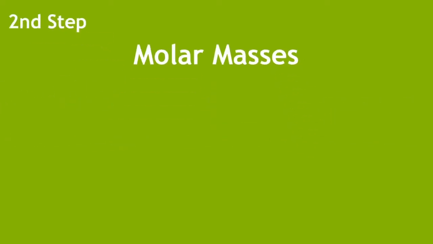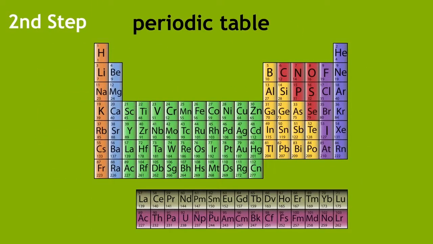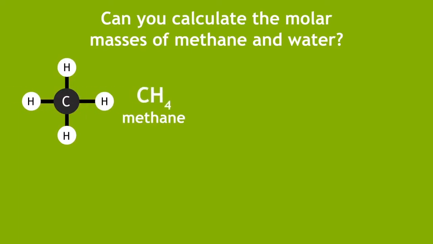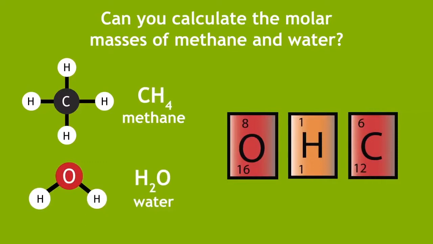The second step is for you to calculate the molar masses of methane and water. This is done by using the periodic table. Can you calculate the molar masses for methane, CH4, and water, H2O? Pause, write these down, and continue when ready.